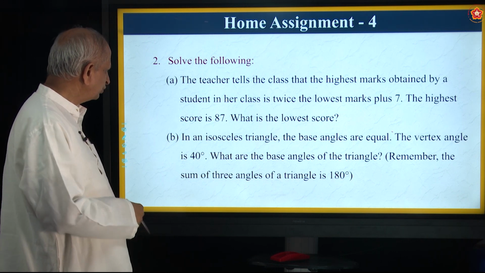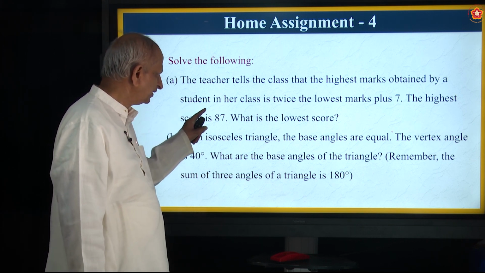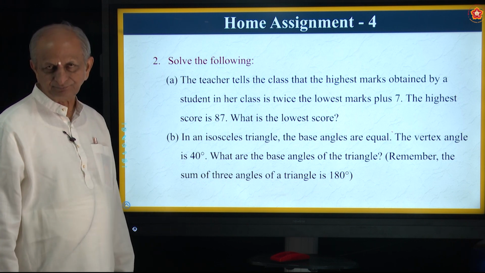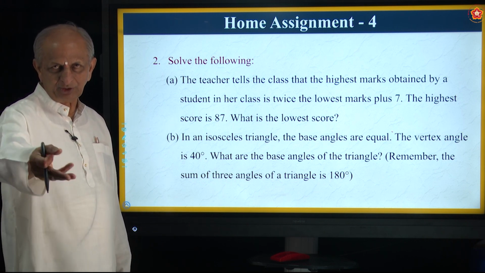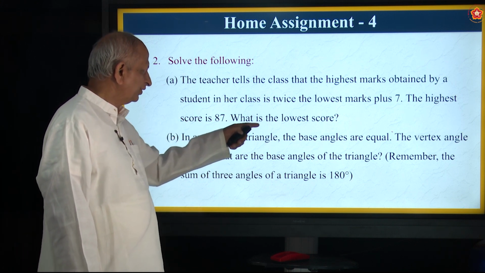And the next 2 questions. The teacher tells the class that the highest marks obtained by a student in her class is twice the lowest marks plus 7. You can just note down in the textbook. Highest score is 87. What is the lowest score?